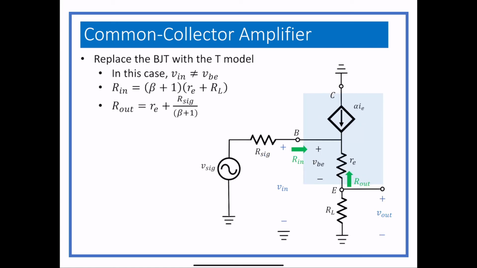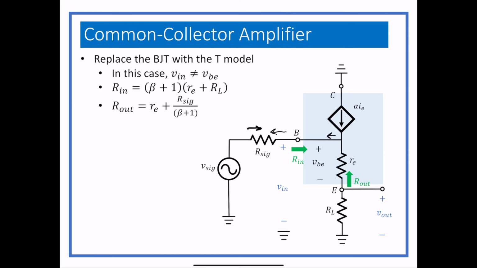Not always, but frequently. Rin, again, is beta plus 1 times little re plus RL, which is just in the emitter slot. So it's similar to the common collector with an emitter resistor. Rout is, I did not go through and derive this for you, but basically Rout is little re, but since there is an interaction, this resistance is actually seen, but it looks beta plus 1 times smaller on the front side of the transistor.